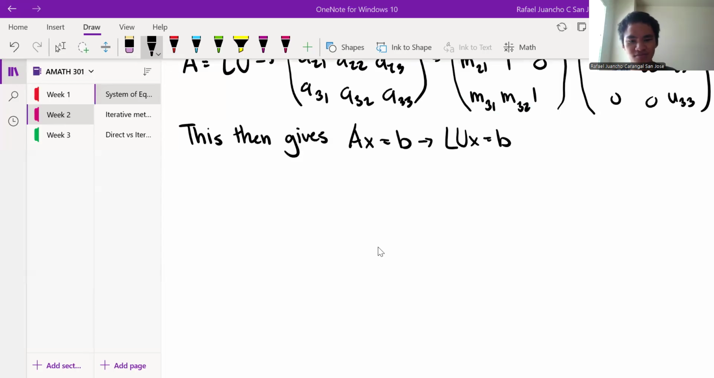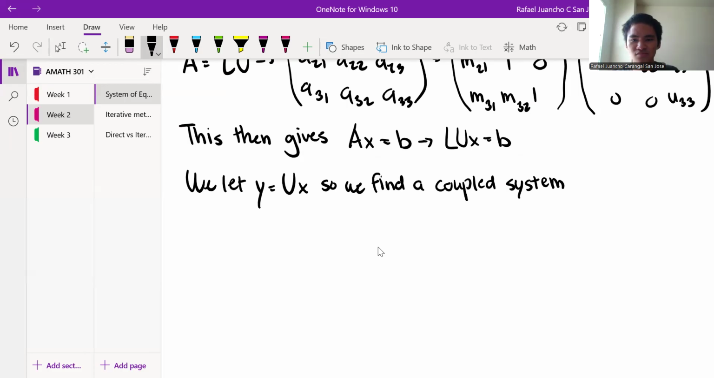And now from here, we can let y be equal to Ux. So we find a coupled system. I'll explain this in a bit. So now my A is LU. I have that. Now I assign variables: my Ux is my y. And so what does that mean? Now I have two systems. I have Ly equals b, because I replaced Ux with y. That makes sense. And my Ux equals y.